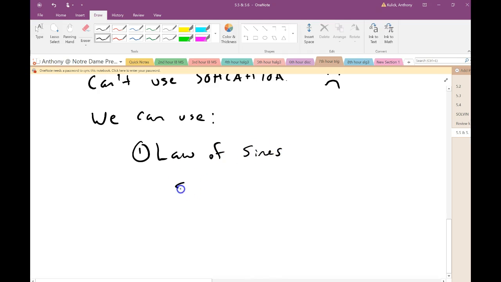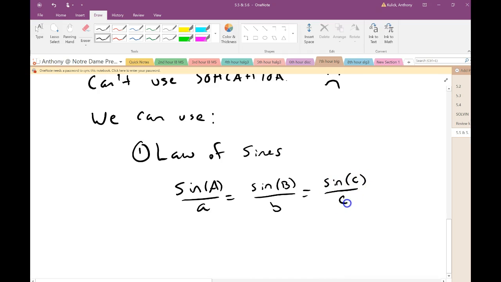The law of sines states that sine of A over A is equal to sine of angle B over B equals sine of angle C over C.